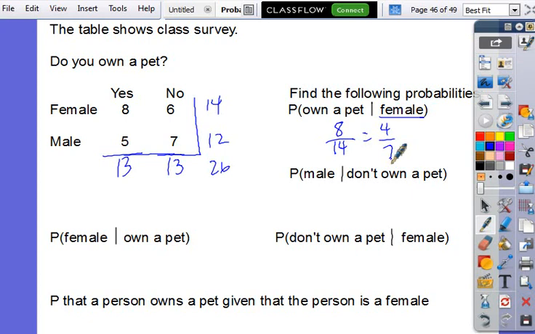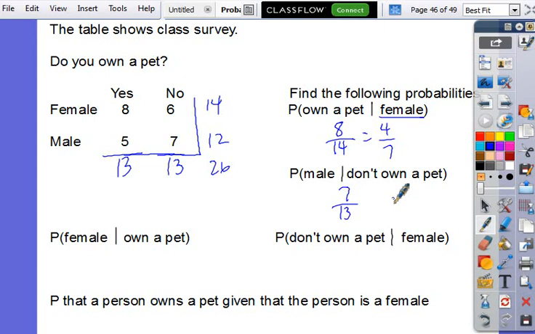So the second one, male, given that they don't own a pet. So where am I starting? Don't own a pet. I want to know how many people don't own a pet. 13. So there's my bottom number. Of those that don't own a pet, how many are male? 6. There you go. All right, see if you can finish those other ones.